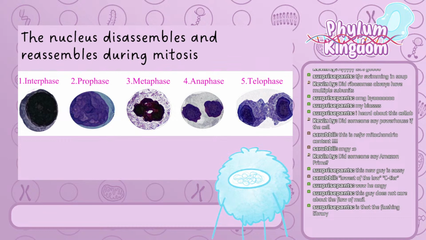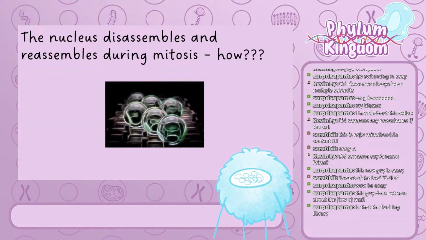How would the cell know how to get all of its floating DNA back together after the cell is fully split? And I have a bit of a hint on this next slide. See if you can figure out for yourself.